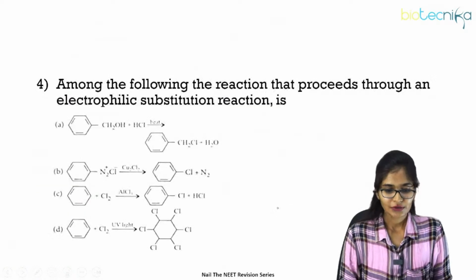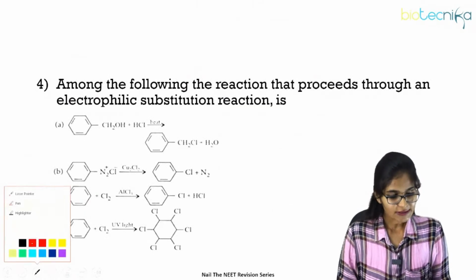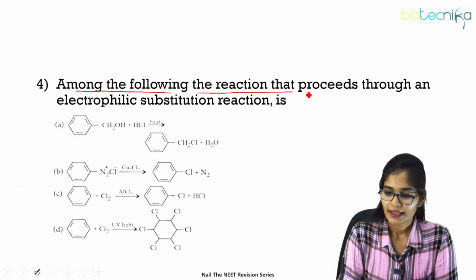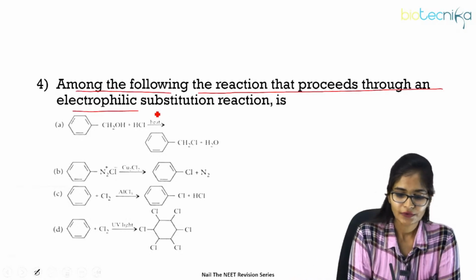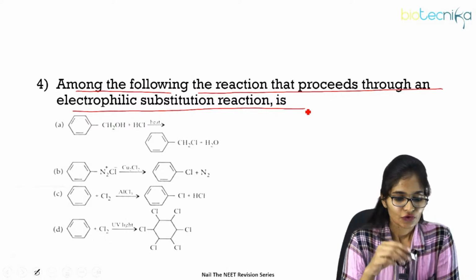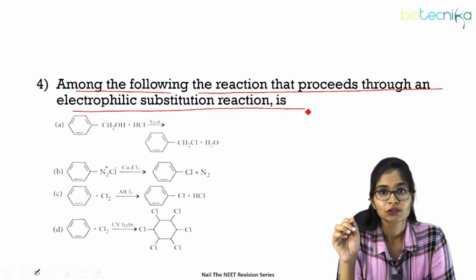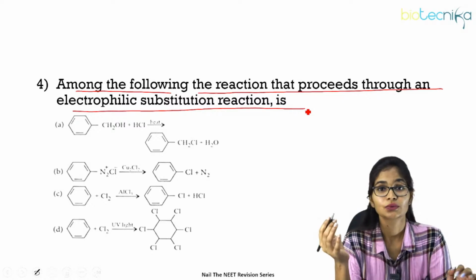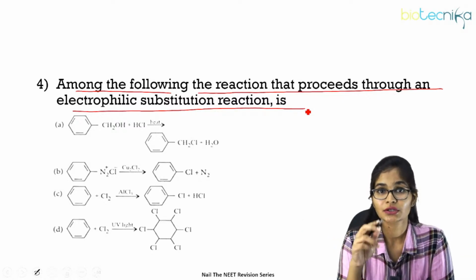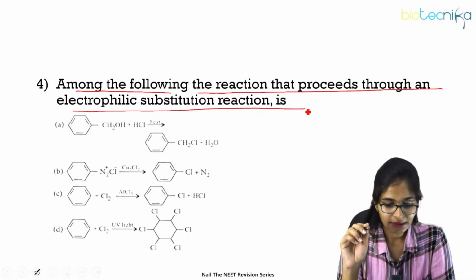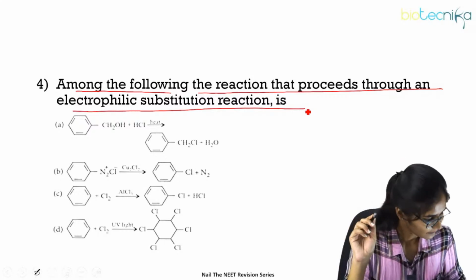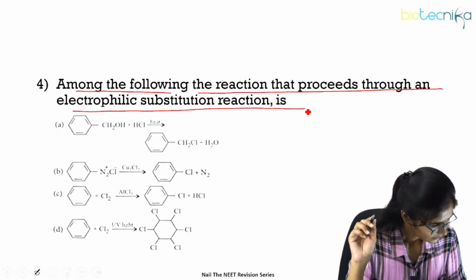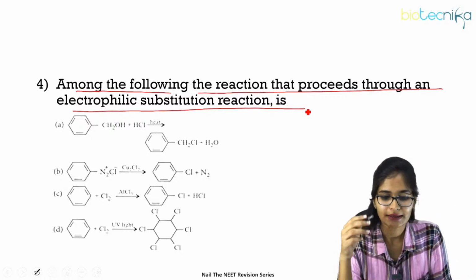Okay, now coming to the next question. Look at the question properly. Among the following, the reaction that proceeds through an electrophilic substitution reaction is. Four options are given. Look at each reaction properly, at the reactant reacting with the benzene and the product you are getting. Let me know the answer. Yes, students, answer fast.